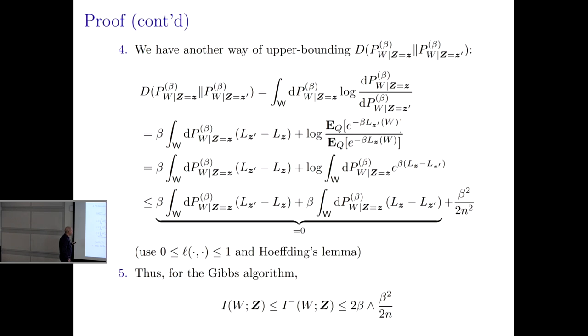But now what I do is I see the following. This is averaging with respect to a Gibbs distribution for the original data set versus the perturbed one. The perturbed one has a prime. So this is beta times the expected value of empirical losses for the same hypothesis, drawn according to the Gibbs algorithm on the original data set. But I look at the perturbed loss versus the original one, and I know that this is basically just L over n. But then I have this log of this ratio.